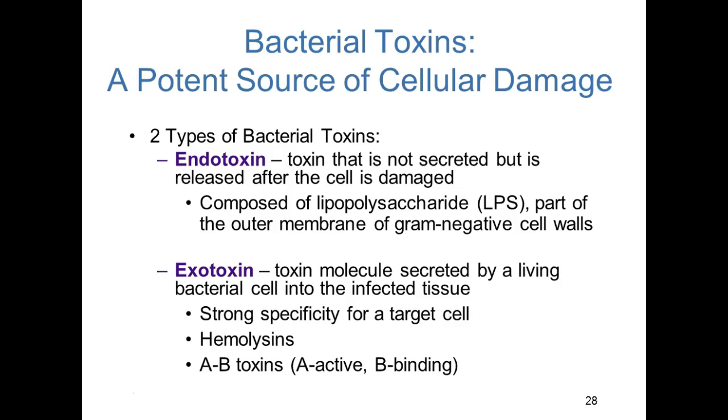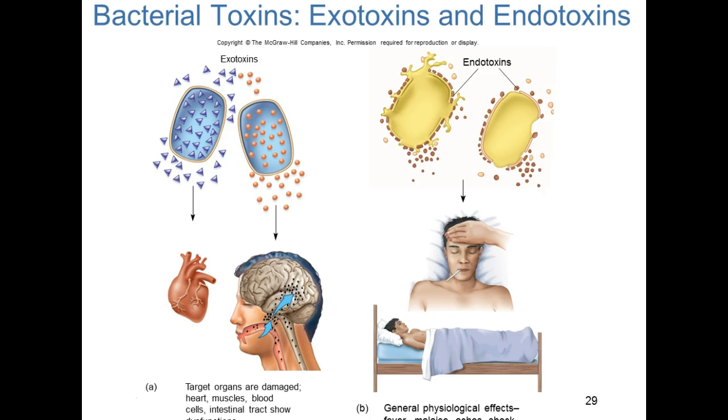And they typically are going to have a specificity for a target cell. Endotoxin is going to have a generalized effect, whereas exotoxins are going to be much more specific. A hemolysin is a toxin that breaks open red blood cells, and then there are toxins called AB toxins. So here you can see with exotoxins, specific organs are going to be damaged. It may end up targeting the central nervous system or targeting the circulatory system, such as the heart. And you also can see endotoxins. Endotoxins just have general physiological effects.